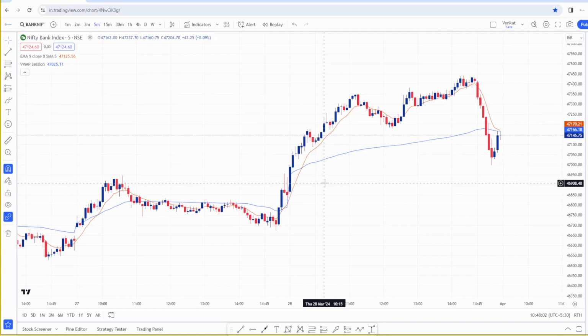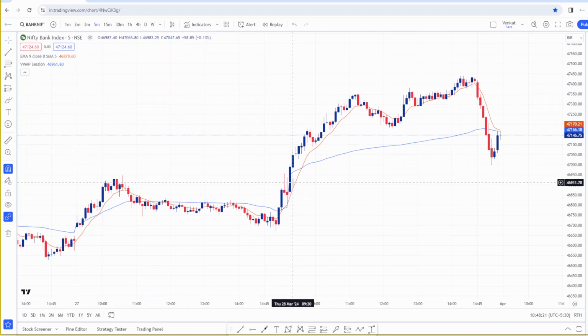Using both this moving average indicator and VWAP indicator, how can we identify our entry point and how can we fix our target and stop loss? The first criteria is this: as I told you previously, this orange line is the moving average indicator and this blue line is the VWAP indicator.